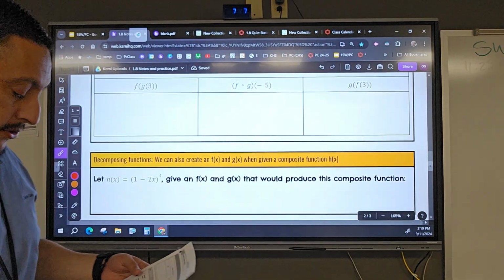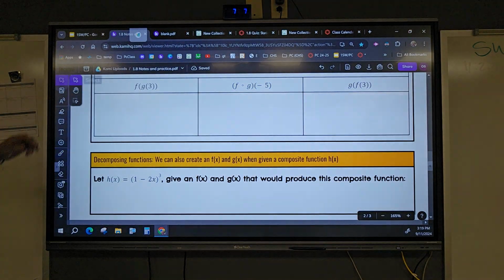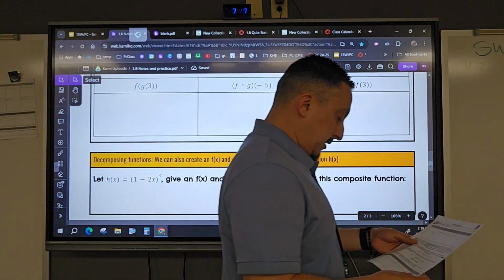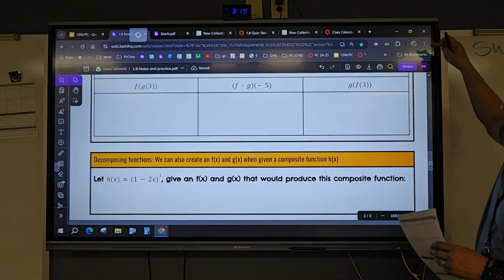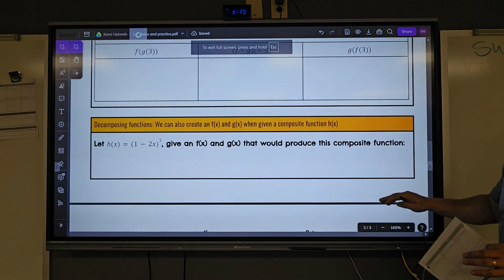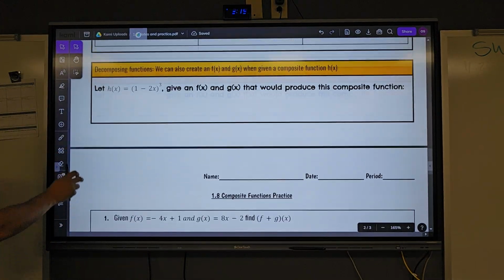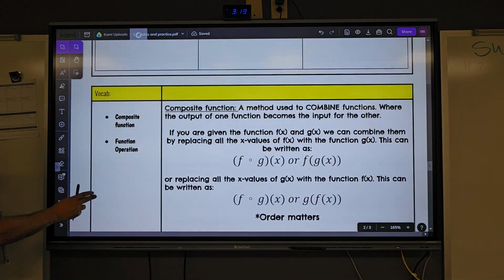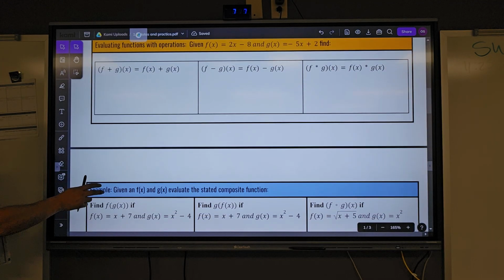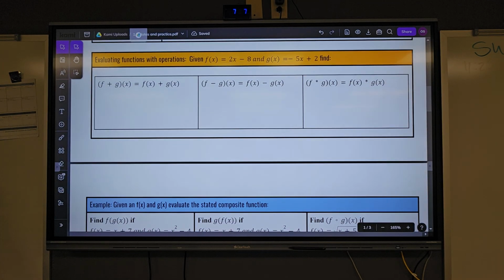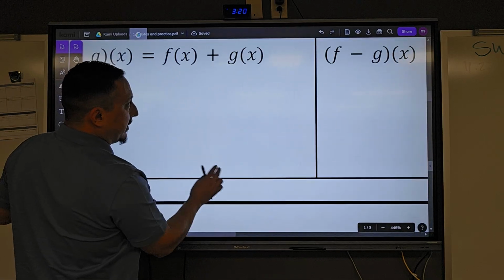So we're going to, I want to start in the middle. Wait, it's the bottom of the front page, and then we'll go to the back page here in a minute. So this is called function operations. Operations just refers to add, subtract, multiply, and divide. So let's go over them. They're not bad.